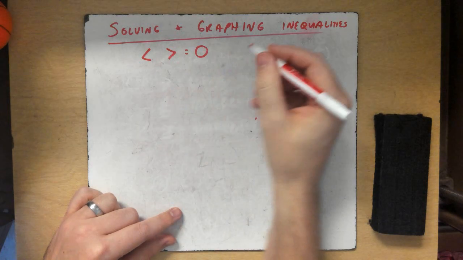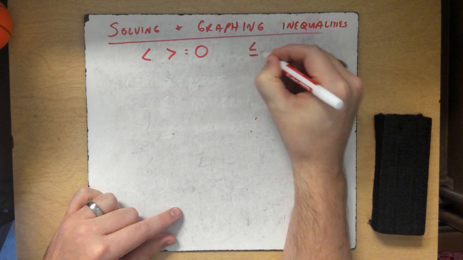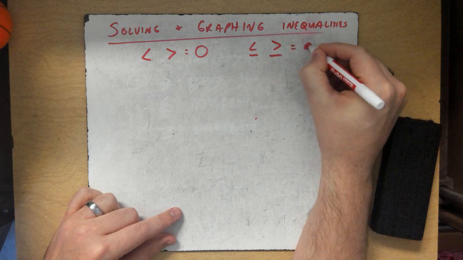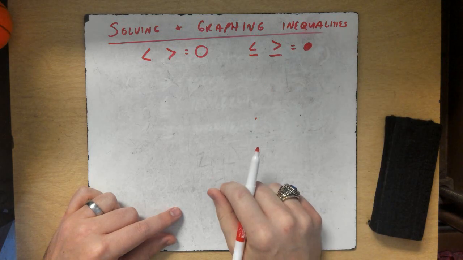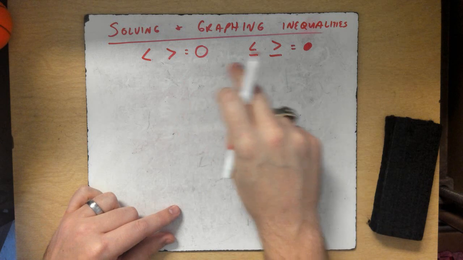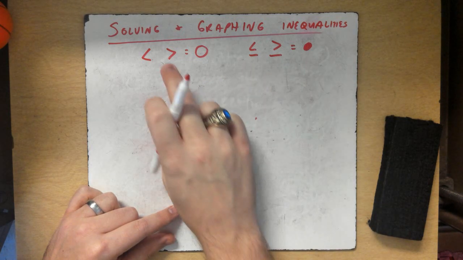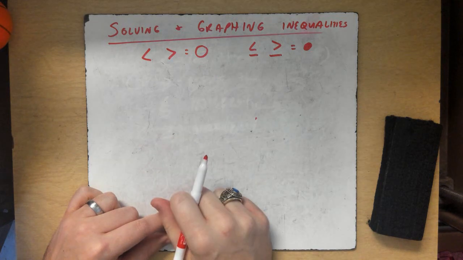Okay. If we have a less than or equal to, or greater than or equal to, our circle is going to be closed. So the big thing to remember is that if there's a line underneath the symbol, it's closed. If there's no line, it's open. Okay. So what does this look like?